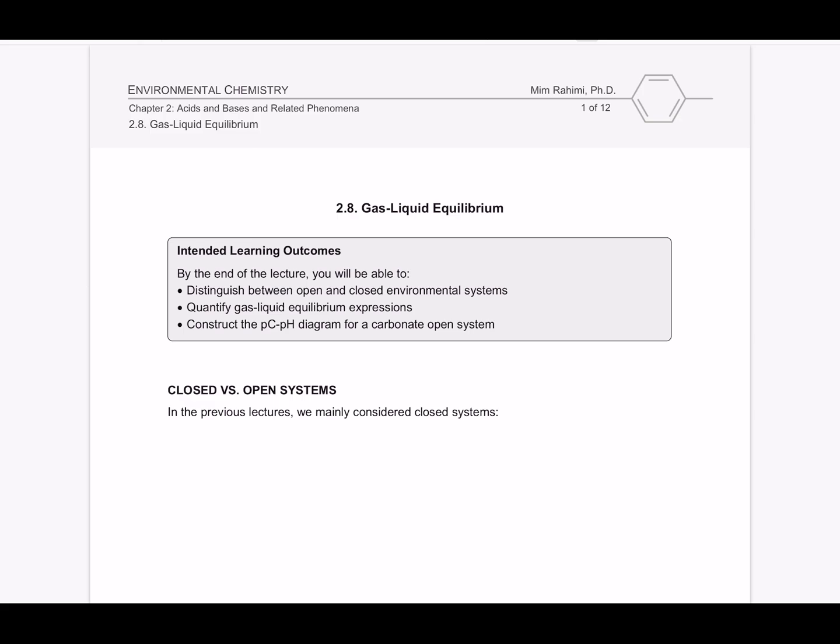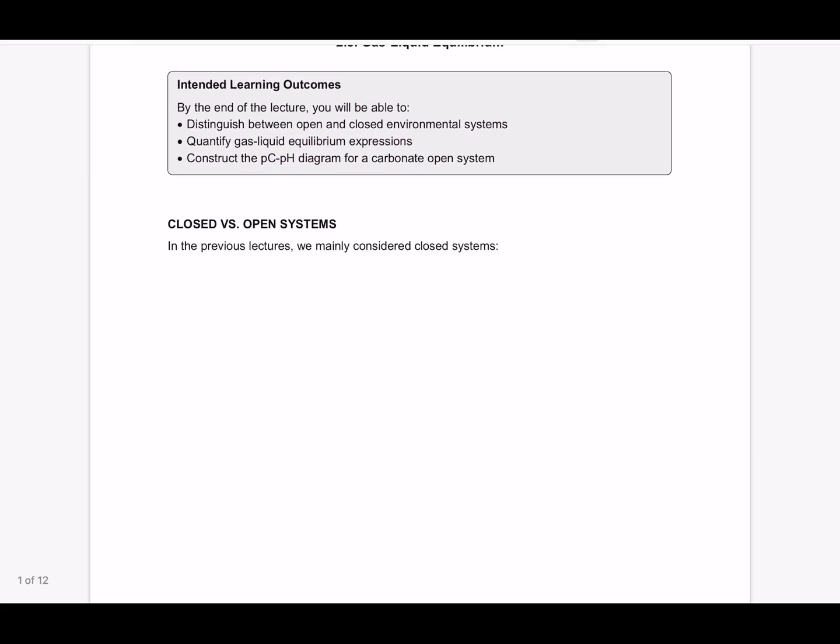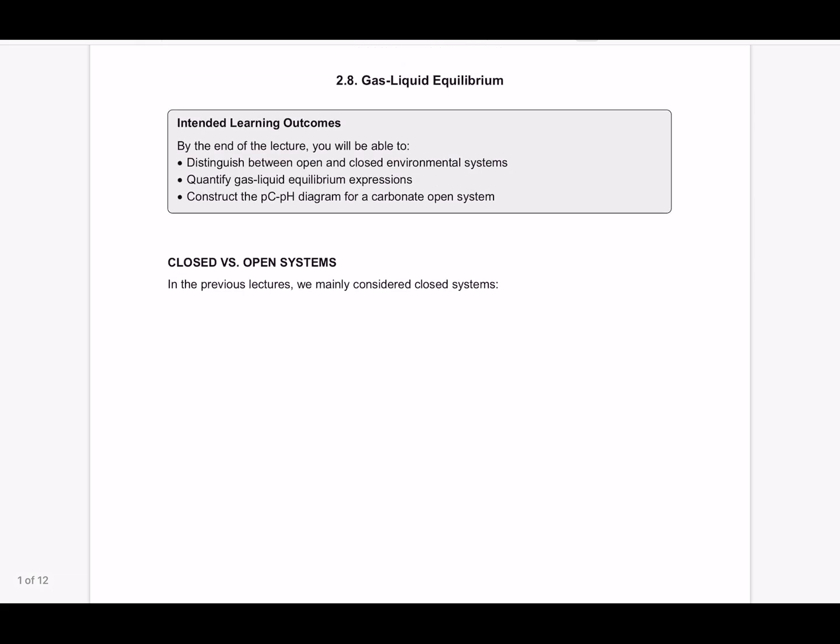So specifically, we're going to talk about open and closed systems. That's basically the key term for this lecture. Then we're going to quantify the equilibrium expression, and also look at the PC-pH diagram for specifically the carbonate system. Before we talk about today's lecture, it's good to overview what we talked about so far.